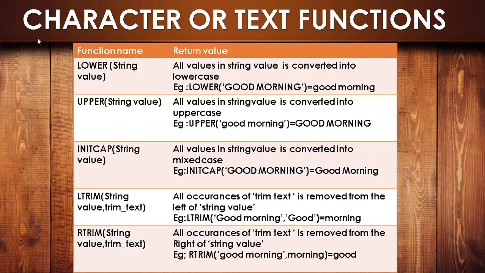The next type of functions is character or text functions. There are different kinds of character functions. Let us learn each one of them. The first character function is LOWER(string value). All values in the string value are converted into lower case. For example, LOWER('GOOD MORNING'). Good morning is in upper case, so it will be converted into lower case, that is in small letters.